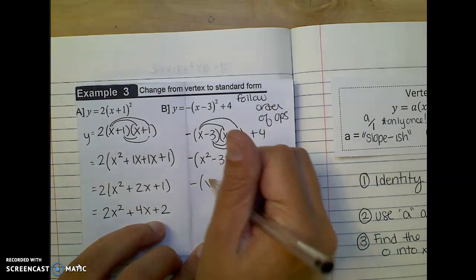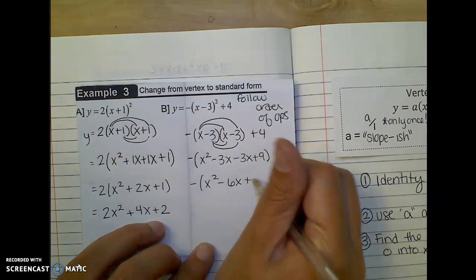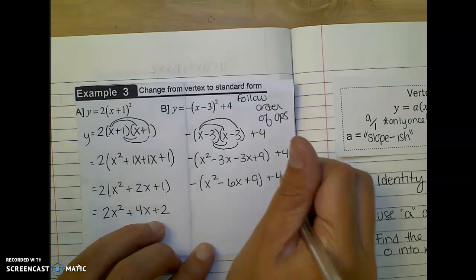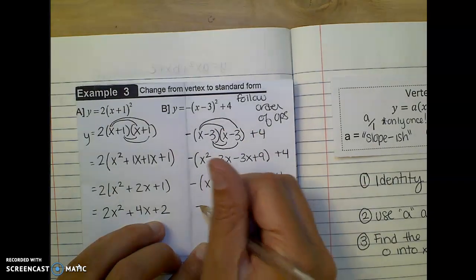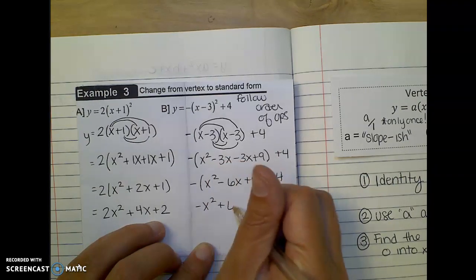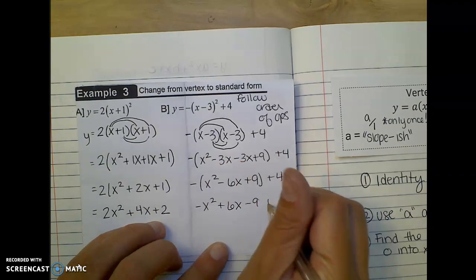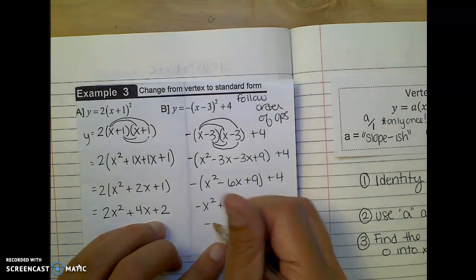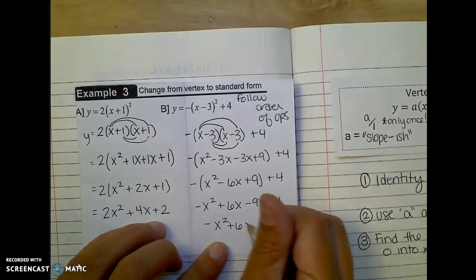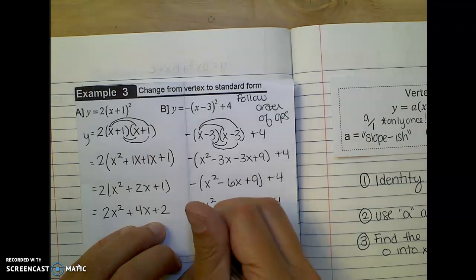I would combine my like terms, so negative 6x. Then I would distribute my negatives, so really just change all the signs. And then I can combine like terms one more time. And then I am done.